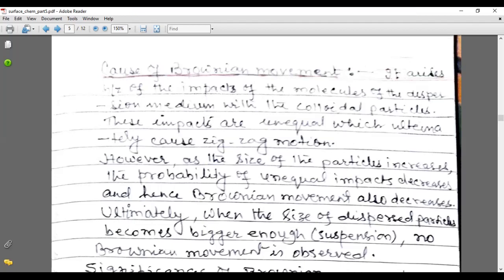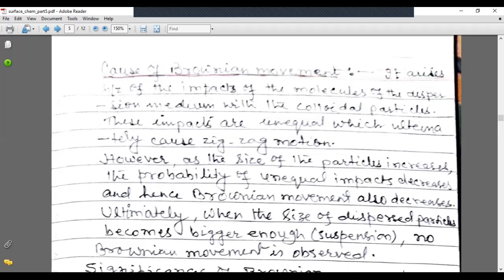Now, significances of Brownian movement. Number one, it provides a direct demonstration of ceaseless motion of molecules. The second significance, it counters the force of gravity acting on colloidal particles and hence helps in providing stability to the colloidal solution. Means their particles do not settle down because of continuous Brownian movement.